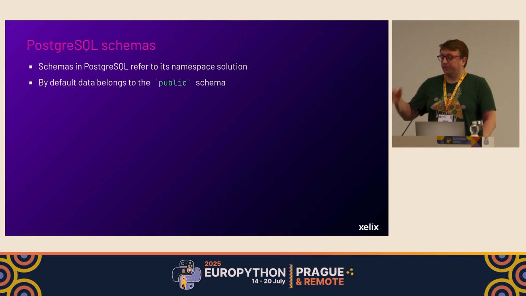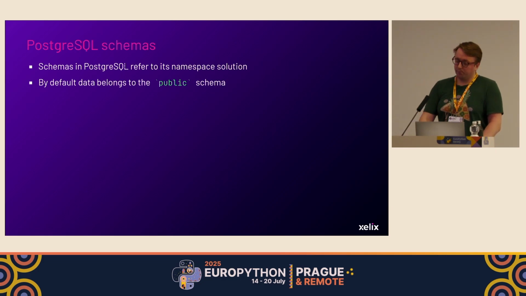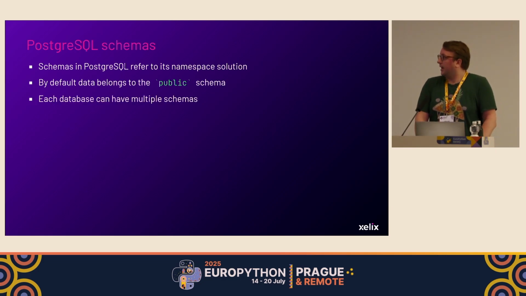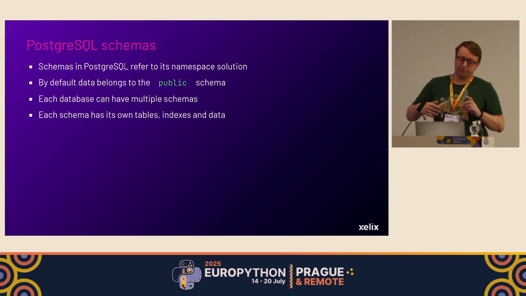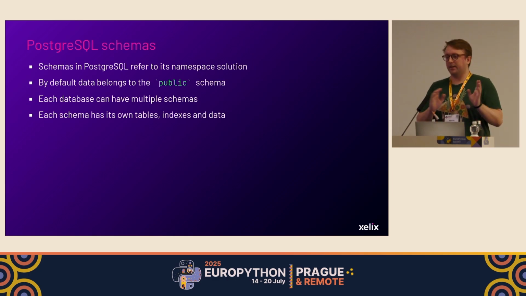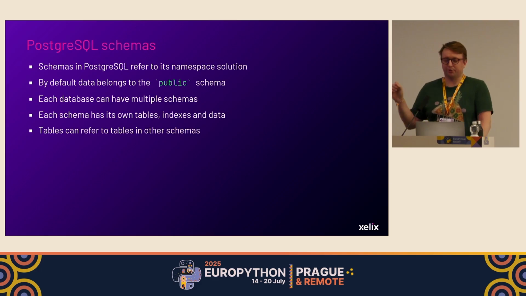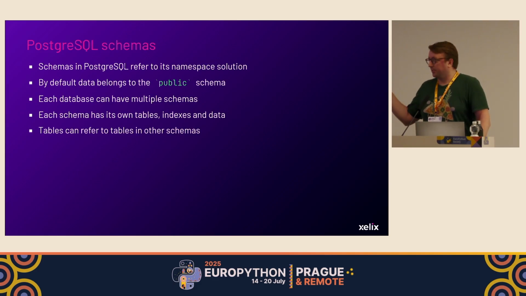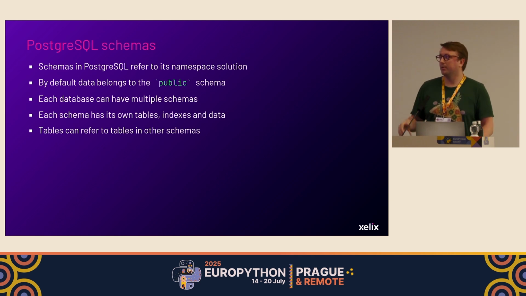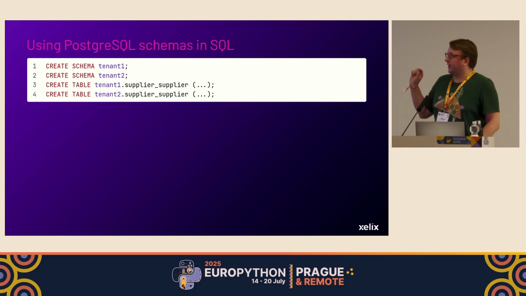But each database in your database server can have multiple different schemas in it. And each schema has its own tables, indexes, and data. And you sort of can see where I'm going with this. We'll separate each tenant into its own schema. Finally, the tables can actually refer to other schemas. So for example, you can have a foreign key to a user, which is in the public schema, in a tenanted schema. We'll get to that in a little bit. I'll show you a little bit in SQL how to use it.